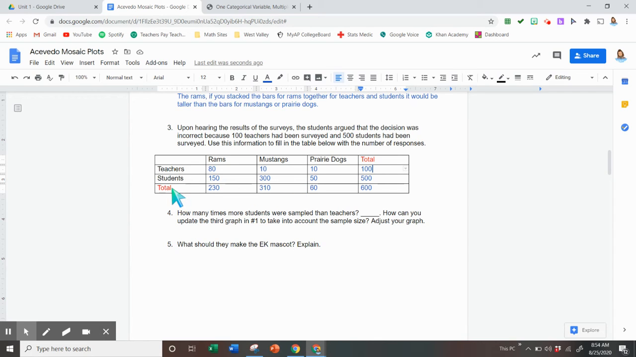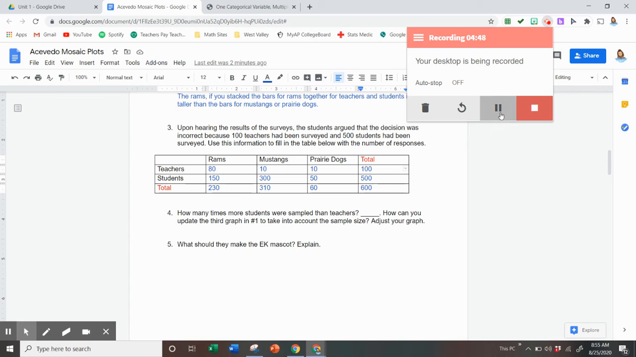Another thing I highly advise is incorporating a totals row and column. So we can see here that the total number of teachers and students that chose Rams are 230. The total number of teachers and students that chose Mustangs are 310. The total number of students and teachers that chose Prairie Dogs, 10 and 50, is 60. We can also see here the total number of teachers that were surveyed and the total number of students that were surveyed. Okay. Number 4, how many times more students were sampled than teachers?